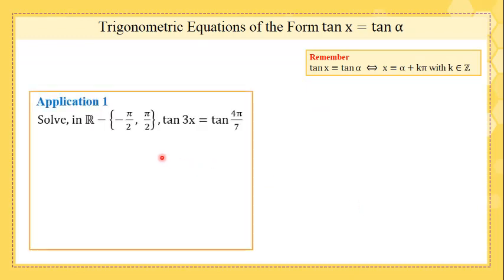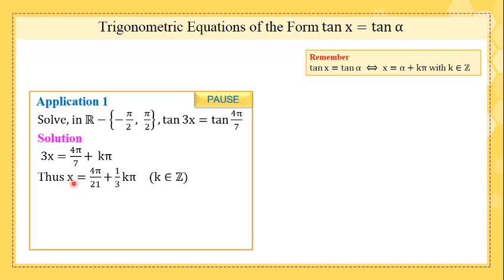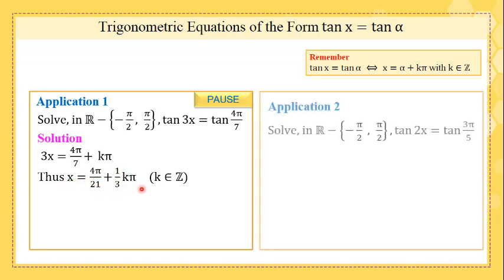Application 1. Please read it carefully, pause the video and try to solve it. The equation tangent 3x has the solution 3x equals 4 pi over 7 plus k pi. Divide the equation by 3, then x equals 4 pi over 21 plus 1 over 3 k pi.